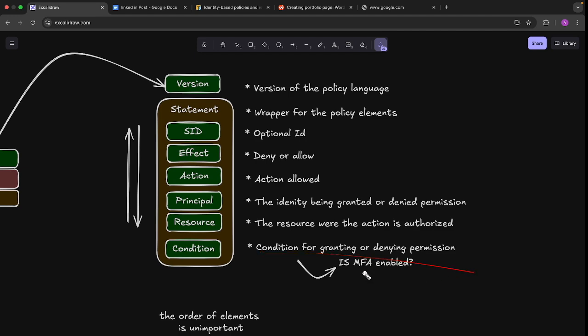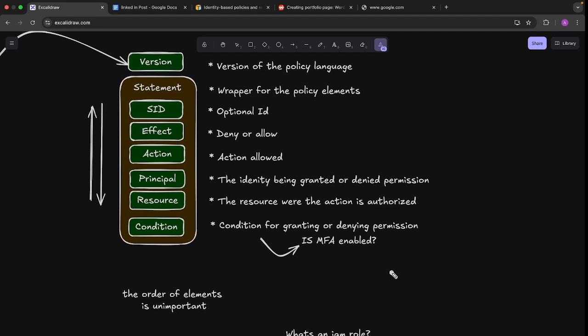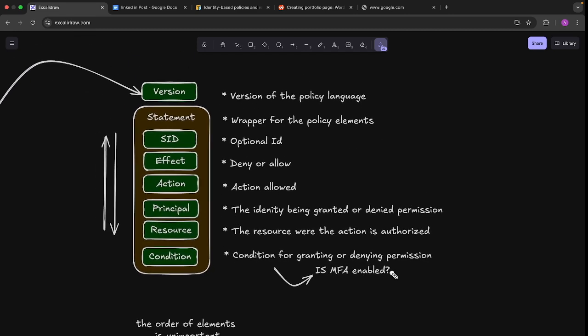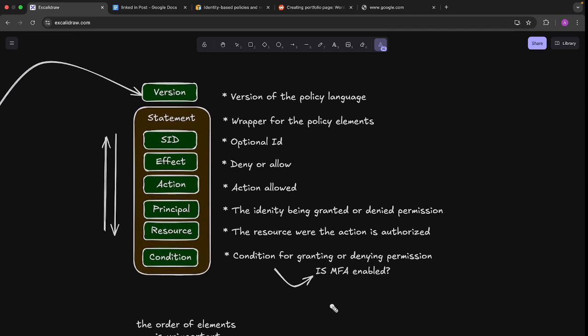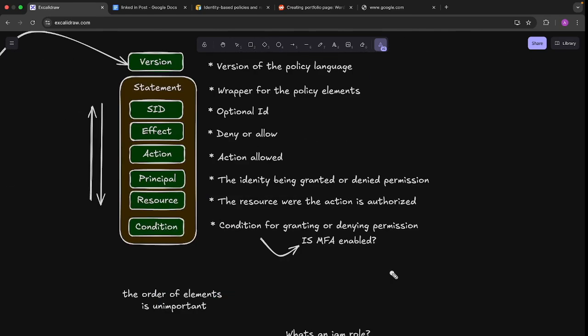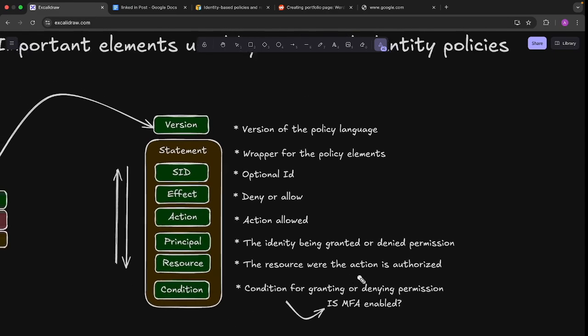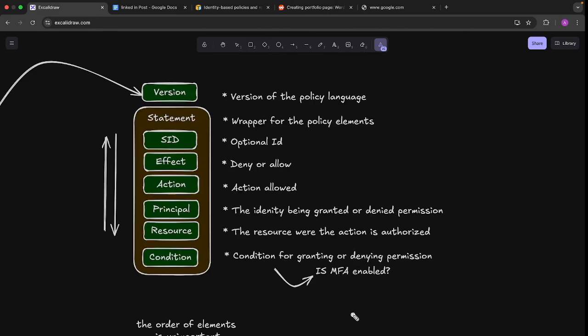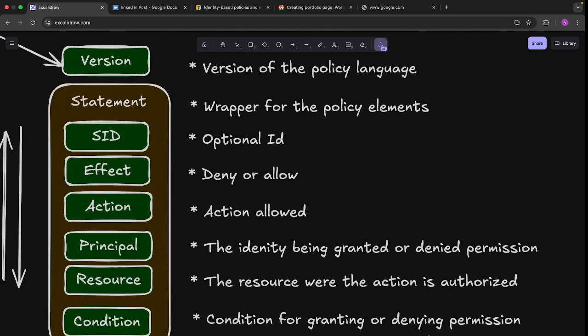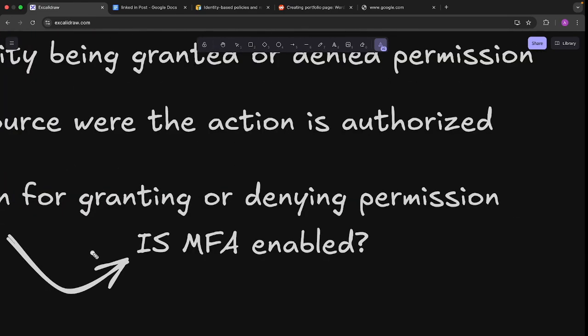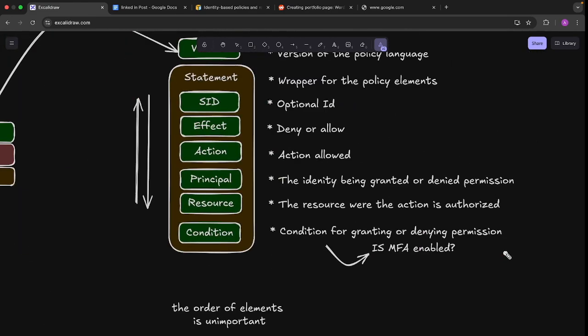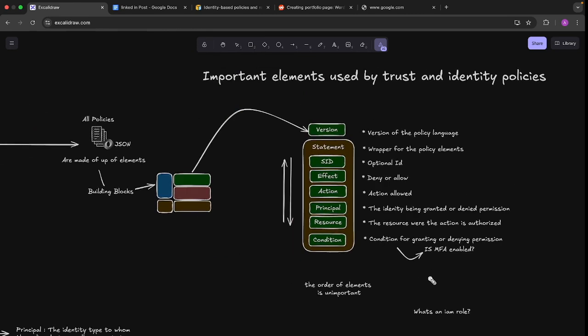And lastly, we have the condition element. The condition element is used to add conditional criteria for the policy's functionality. For example, one condition could be multi-factor authentication. We can actually define whether or not we want to allow or deny the access to a certain resource based on whether or not the multi-factor authentication feature is enabled on the principal that is mentioned in this policy.